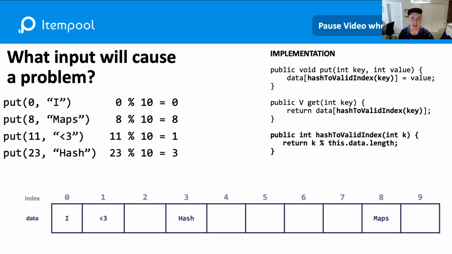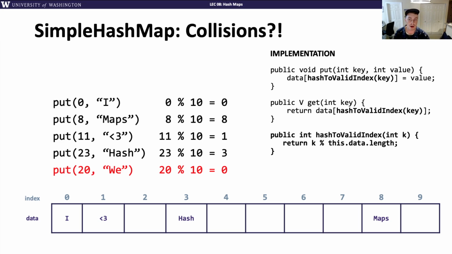So I want you to take a second. You might already start seeing that this could potentially cause some problems. Is there an input that I can pass to a put call or a get call that would cause a problem? Take a second and try that out. Okay, so is there a key that we could put in here that would cause a problem? I think there are actually a couple, but one I would argue is what if you use the key 20?